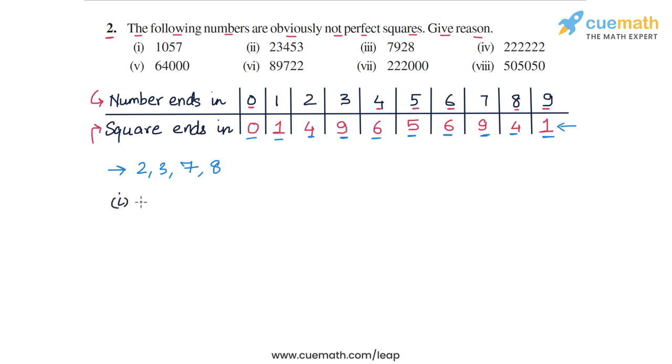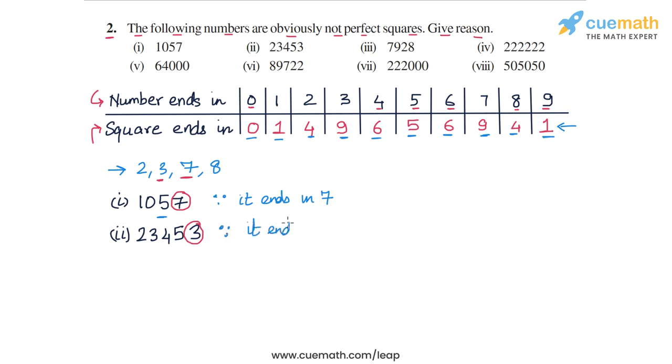So the first number is 1057 and this number ends in 7, and we just saw that a perfect square cannot end in 7. So this number is not a perfect square because it ends in 7. That is the reason for this number not being a perfect square. Similarly, the second number is 23453 and the unit digit of this number is 3, and we also saw that a perfect square cannot end in 3. So this number is not a perfect square because it ends in 3. That is the reason for the second part.